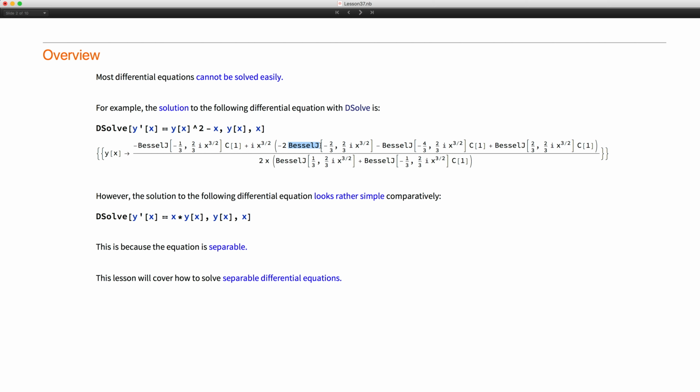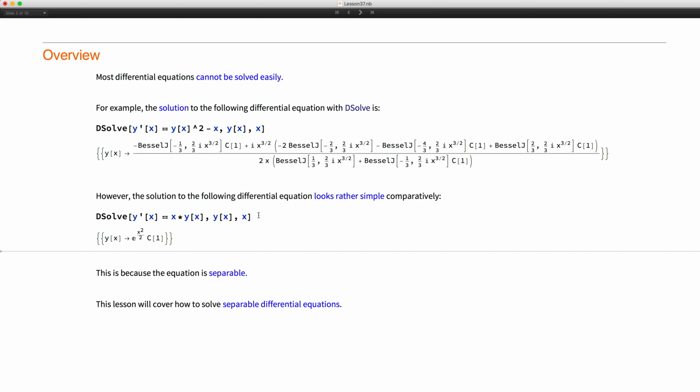So, in contrast to that, there are other equations where you actually can find a simple solution. So here's an example where the solution is quite simple, and if you look over here, in part that's because the differential equation itself is a bit simpler. So this is an example of a separable differential equation. And the theme of this lesson is to talk about these separable differential equations.